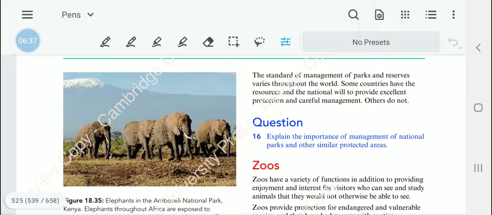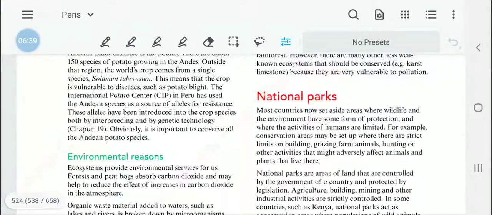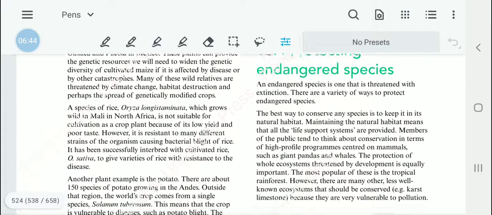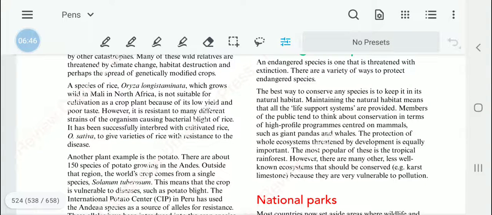Write down a note on this. Protecting endangered species. A species threatened with extinction is known as an endangered species. The best way to protect them is by keeping them in their natural habitat and maintaining the natural habitat as a whole.